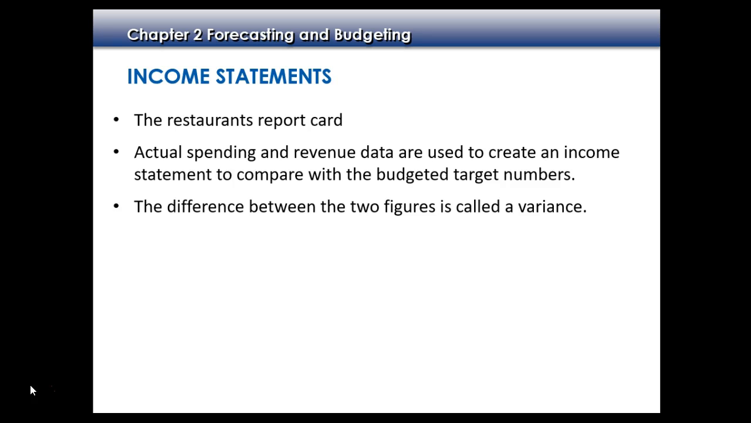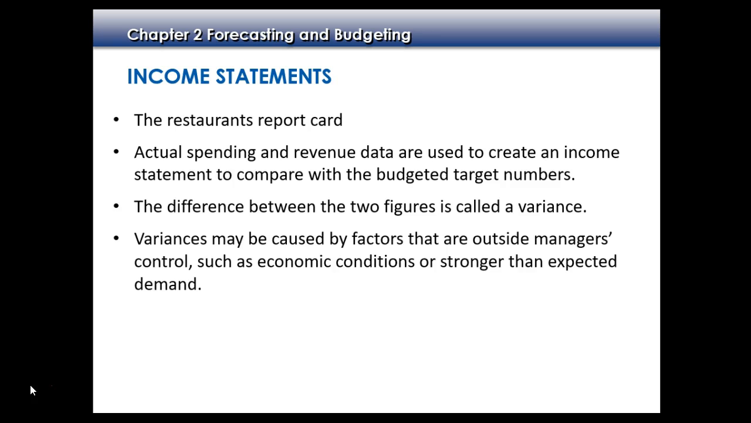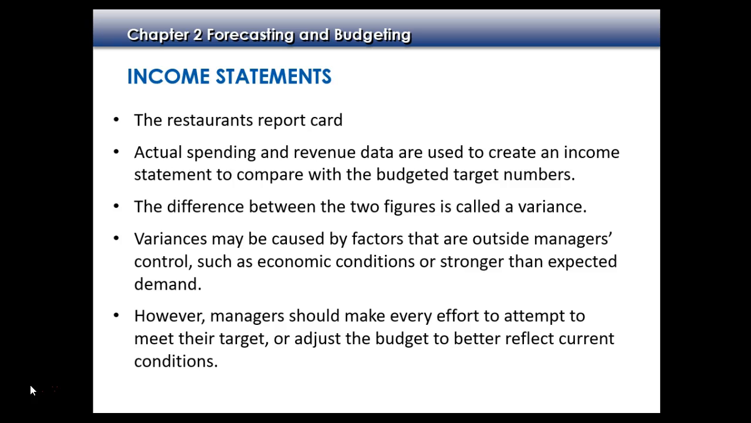As a review from last week, the difference between the two figures is a variance. The variance is caused by factors that are also outside of the manager's control, such as economic conditions, or stronger than expected demand. So variances aren't always negative, they can be positive. However, managers need to make an effort to attempt to meet their target. You will need to adjust budgets to reflect what's really going on.